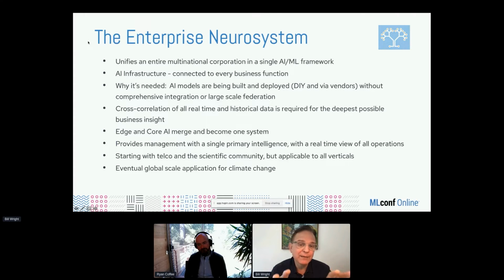And it began, again, with telco and the scientific community, of course, with Ryan, but this is really applicable to all the different businesses that are out there: financial services, oil and gas, and healthcare. All these different areas are going to require this kind of functionality. But getting to the global vision and what we've really been thinking about and talking about is climate change.